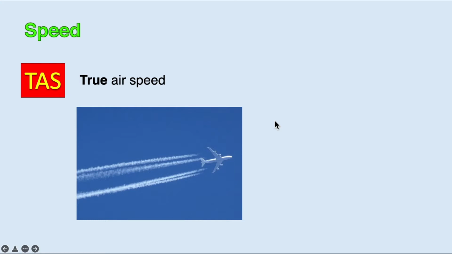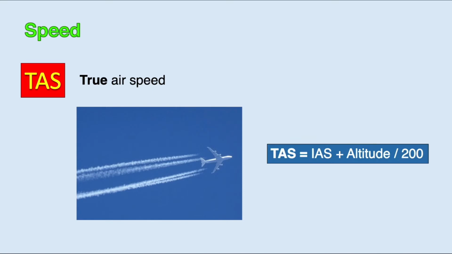And how do you measure the true airspeed? As the true airspeed depends on the altitude of the plane, you have this amazing formula, which is the indicated airspeed plus the altitude divided by 200. Of course, if we're talking about flight levels, it's the indicated airspeed plus the flight level divided by 2. But here we're not talking about flight level, so we just consider the true airspeed as the indicated airspeed plus the altitude divided by 200.